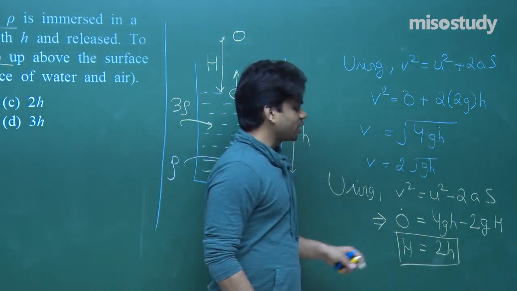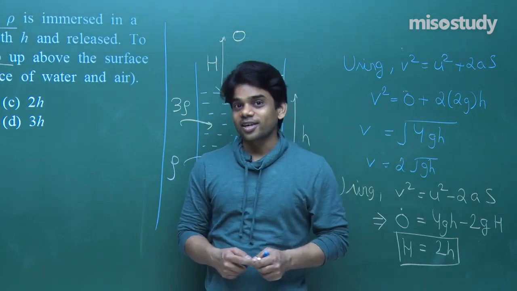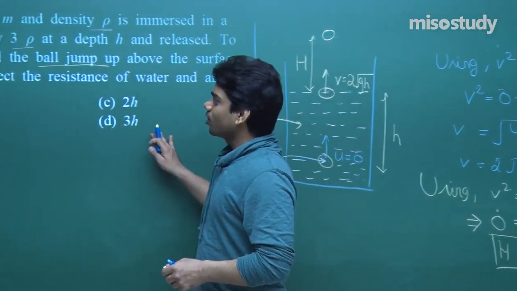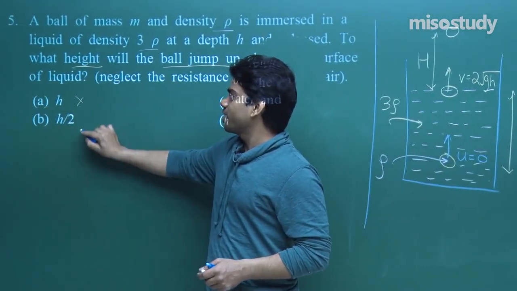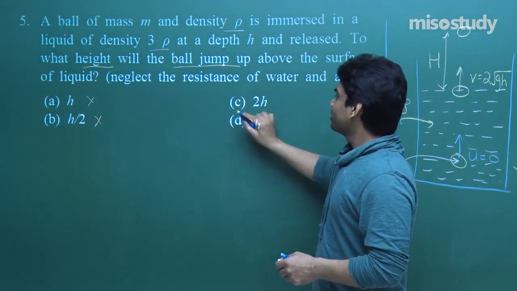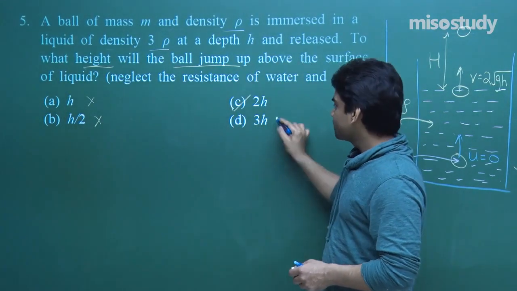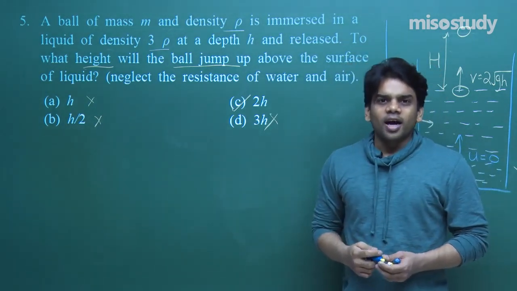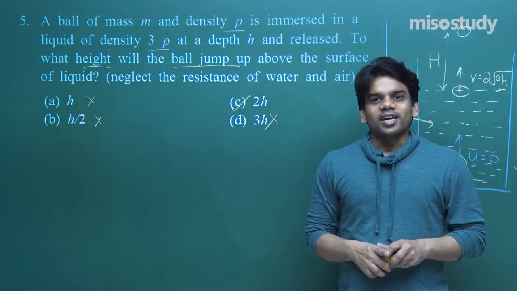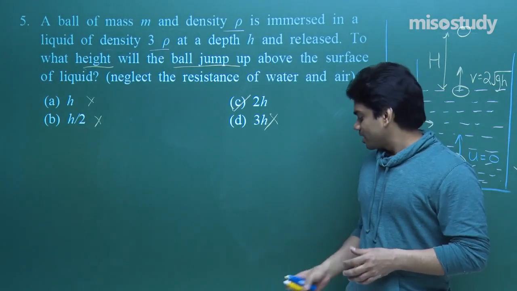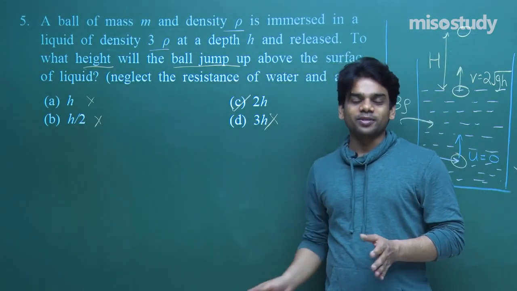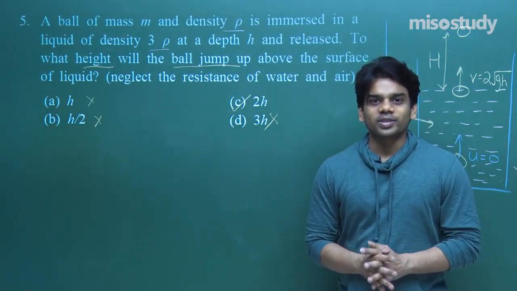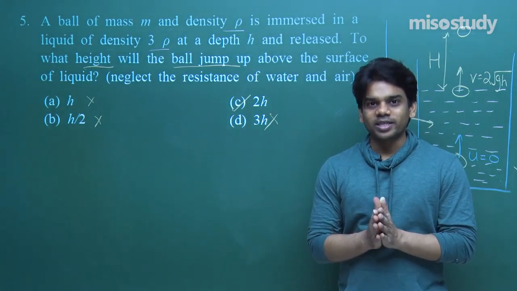A good question. H equal to 2h we got. This is the height that it will jump. So option A, h, is incorrect, B, h by 2, incorrect, C, 2h is the correct answer, and 3h again is incorrect. I believe that you have got to know how to solve such kind of question. It's a very good question, and such questions do come in your examination. I hope that you have learned a lot with this exercise.